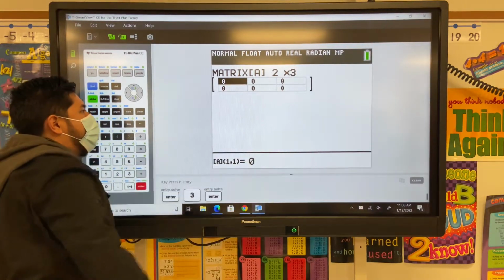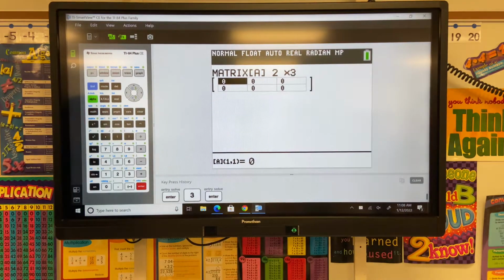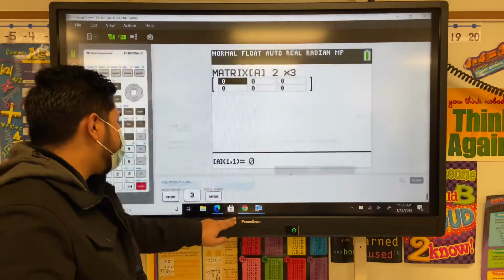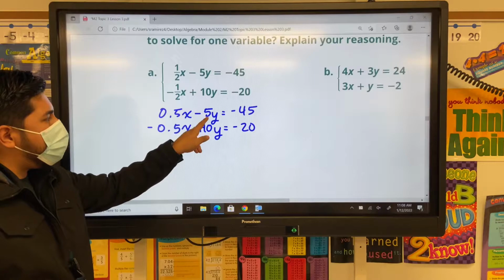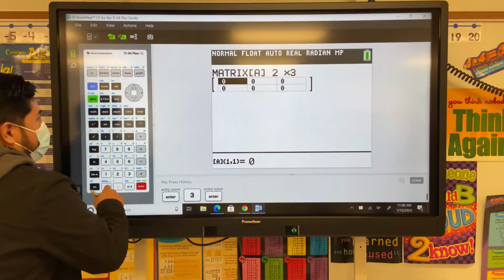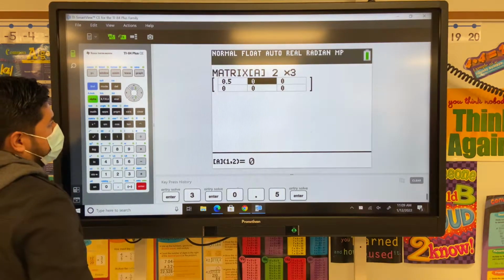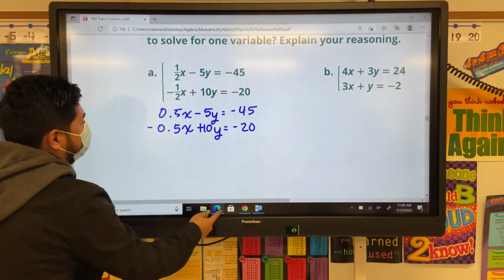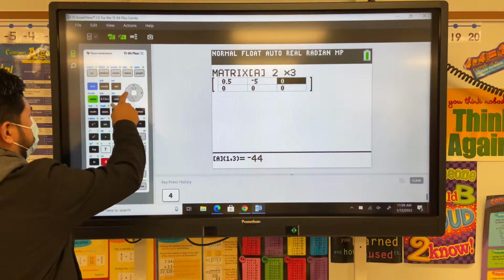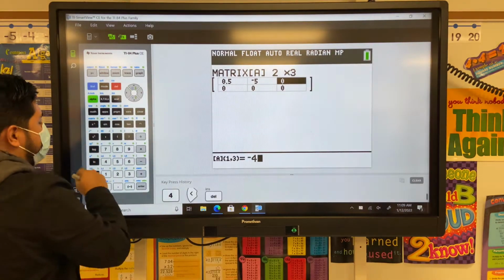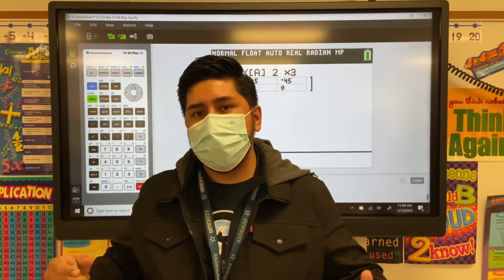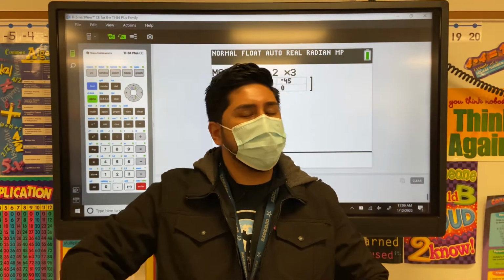We got our 2 by 3 box, 2 rows, 3 columns. Next, we want to only put the coefficients and the constant. What do I mean by that? I only want to put 0.5, -5, -45, and so on. Something like this. 0.5. Double check, I don't want to get it wrong. -5, -45. We don't need to put the variables because this reduced echelon form is when you learn something in college, you leave it just as integers and you solve just like that.